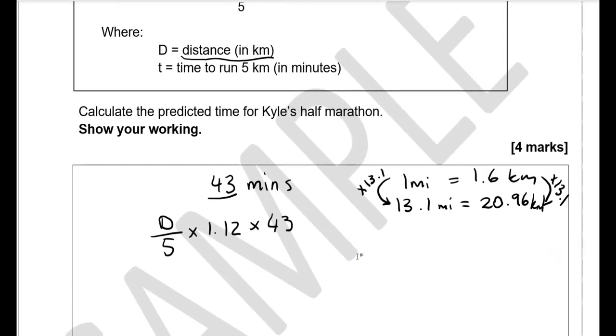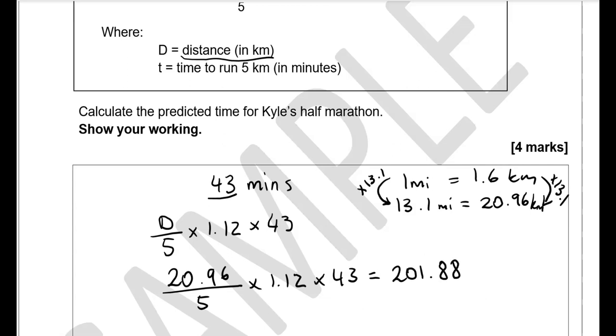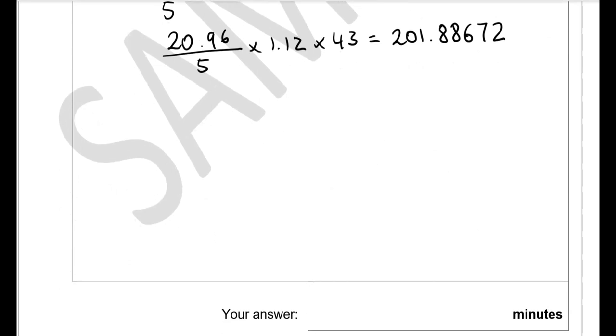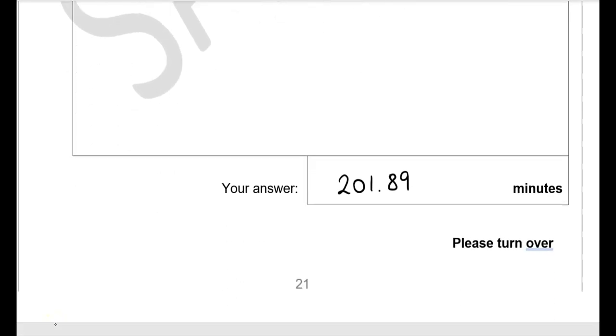So now we can replace d with 20.96. So we'll go 20.96 divided by 5 times 1.12 times 43. And using a calculator, that gives us 201.88672. So that is about 201.89, rounded to 2 decimal places.